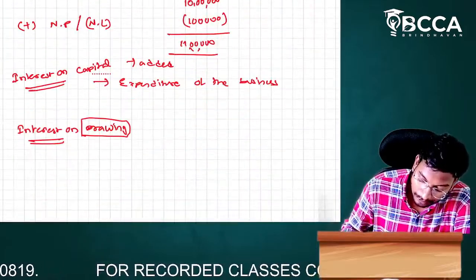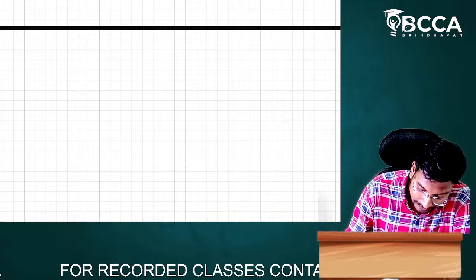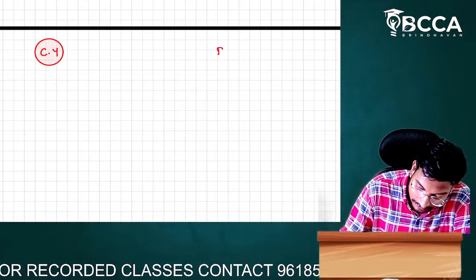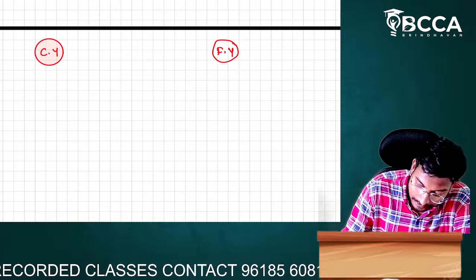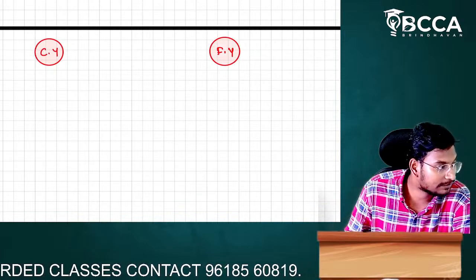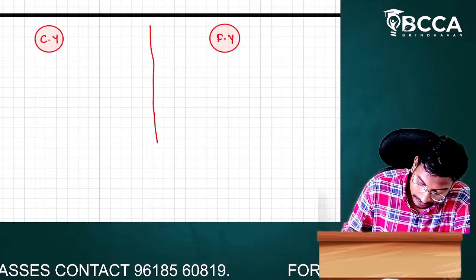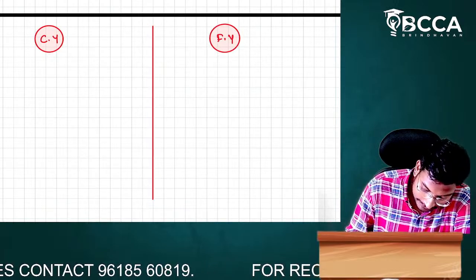Generally, we have how many types of years? We have 2 types of years. First one, calendar year. Second one, financial year. First one is called a calendar year, and second one is called a financial year.